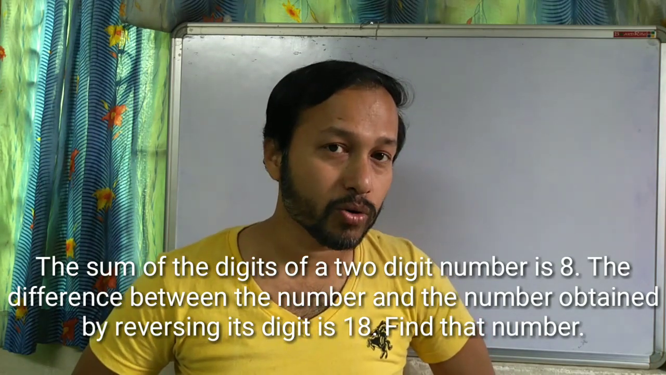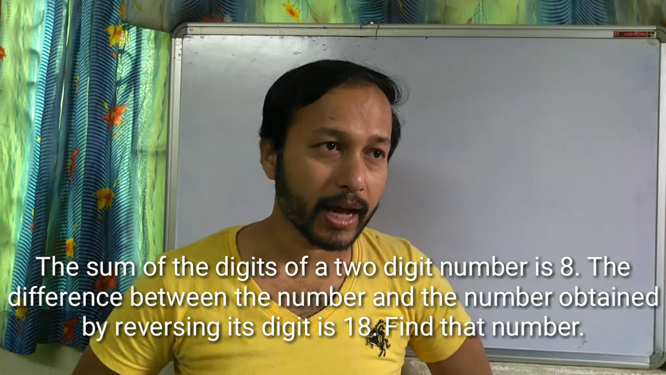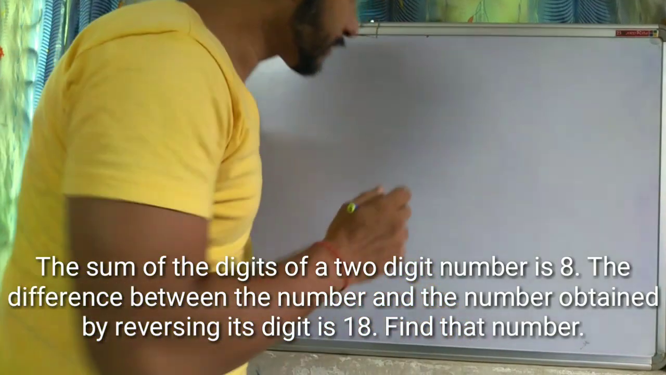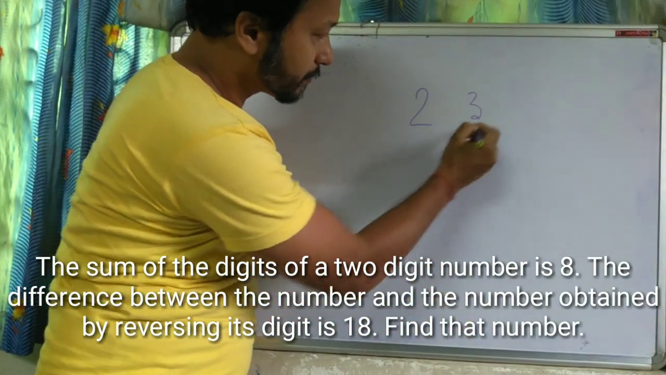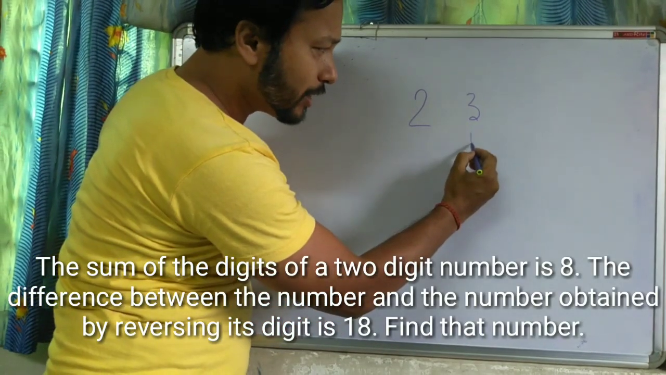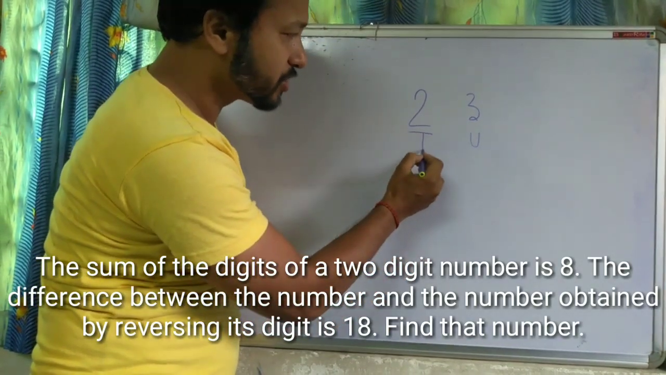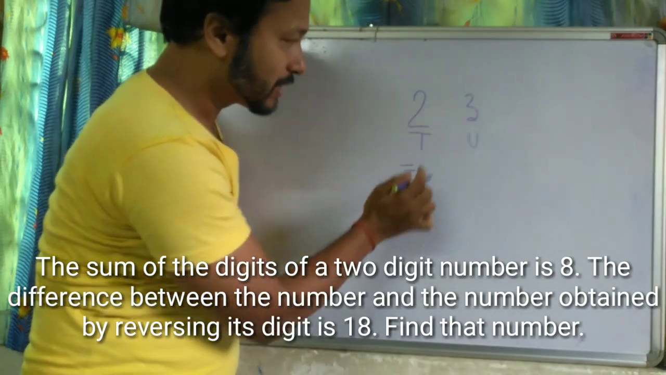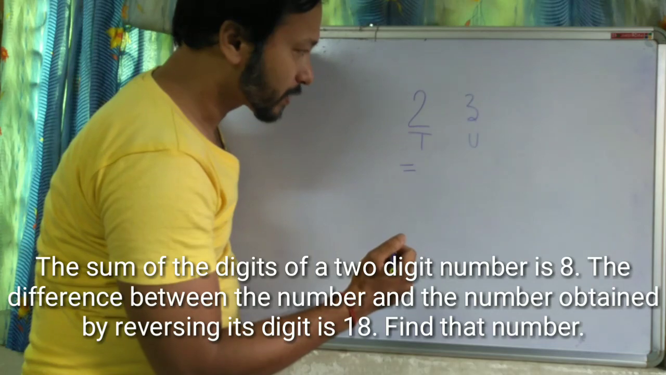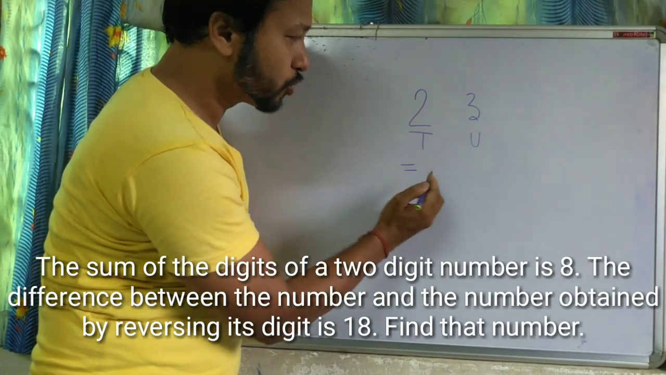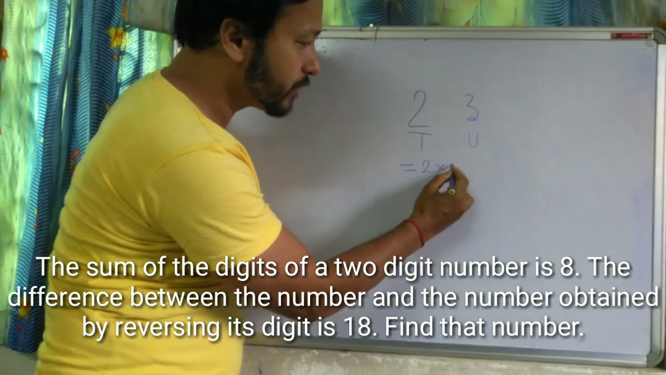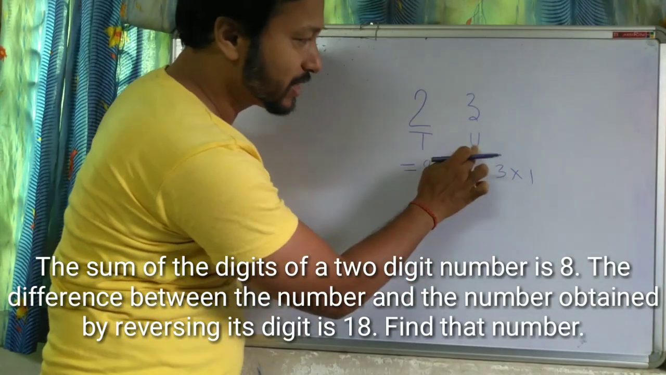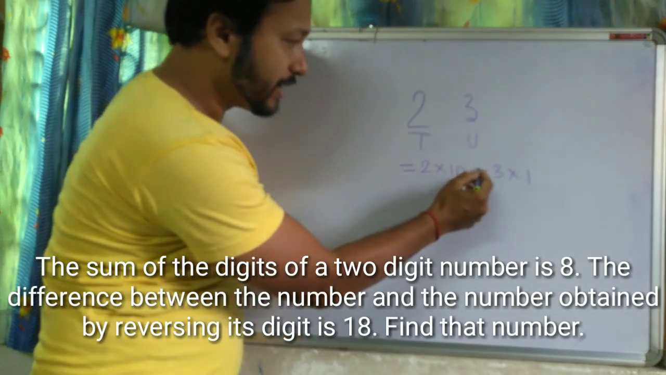If I ask you, tell me a 2-digit number, then say 23. 23 is a 2-digit number. This is called unit digit and this is called tens digit. So 2-digit numbers can be written as, since 2 is tens digit, we'll write 2 into 10, and 3 is unit digit, so 3 into 1. Now we'll add it. What are you getting?